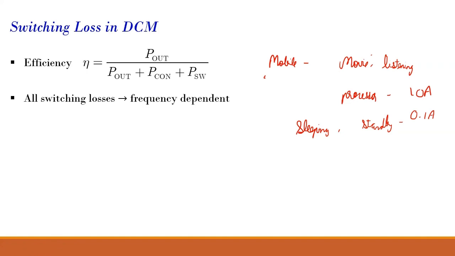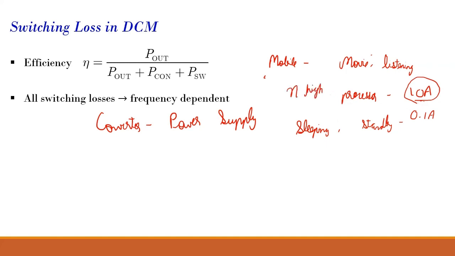Now we want our converter, in power electronics, a sort of power supply, to be able to provide enough current, this much current. At that time the efficiency should also be high. But in most cases, it's operating at 0.1 ampere. Very light load.